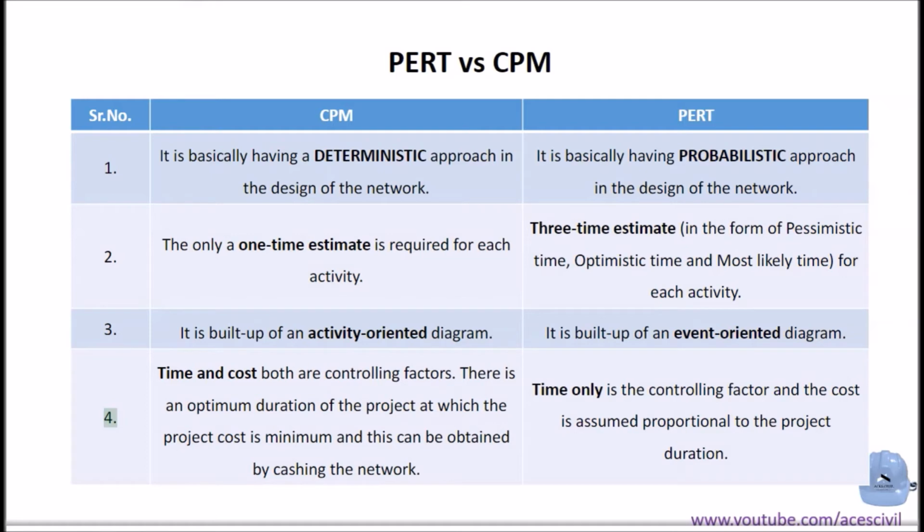4. In CPM, time and cost both are controlling factors. There is an optimum duration of the project at which the project cost is minimum, and this can be obtained by crashing the network. In PERT, time only is the controlling factor and the cost is assumed proportional to the project duration.